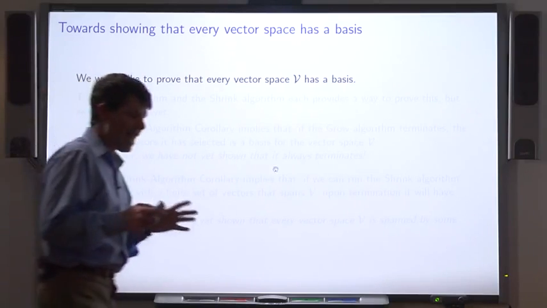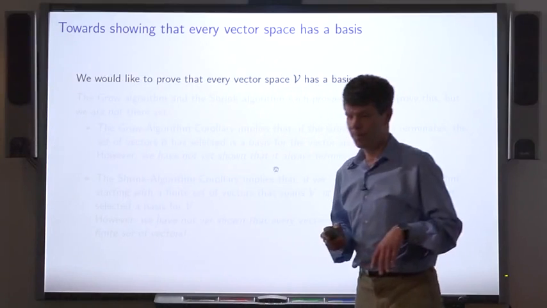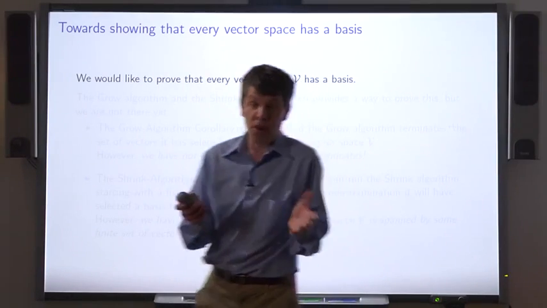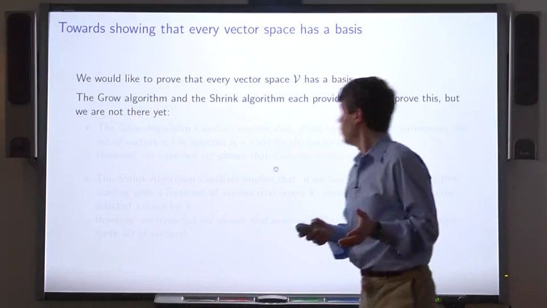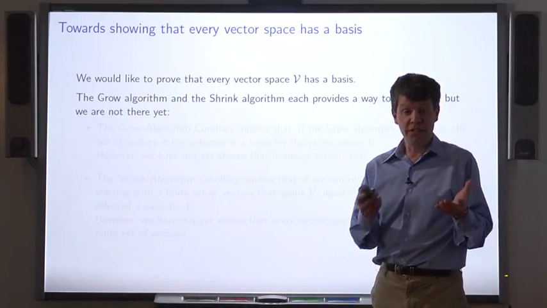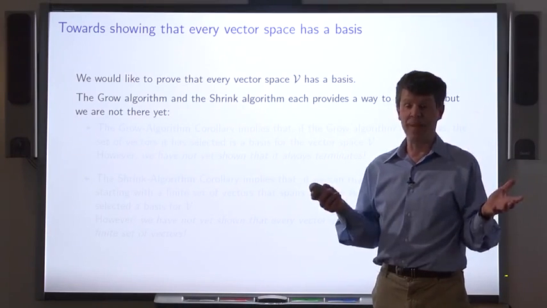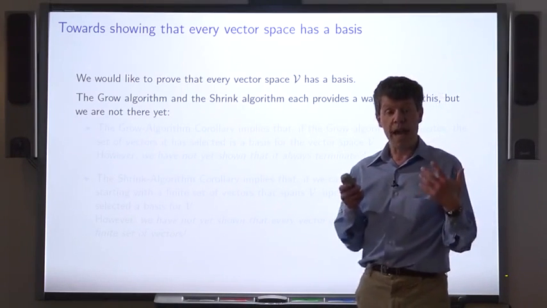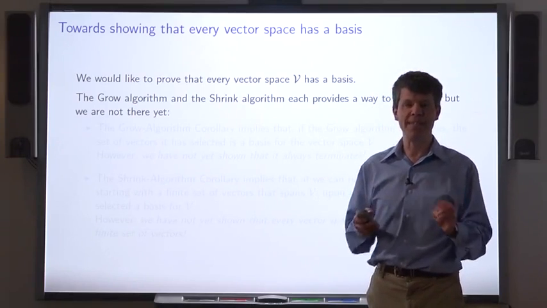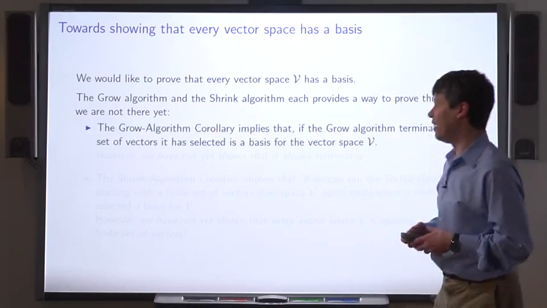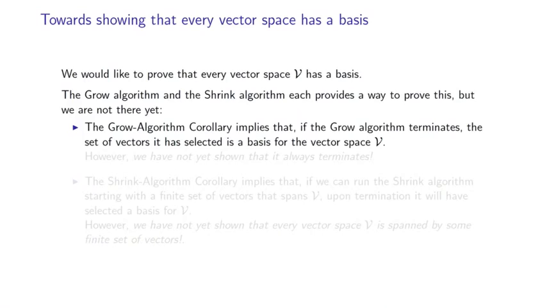Now, we'd like to say that every vector space has a basis. We have a good approach to doing that. The grow algorithm and the shrink algorithm provide linearly independent sets that span a given vector space. So we'd like to say that those algorithms prove that every vector space has a basis. But we're not quite there yet. The grow algorithm corollary states that if the grow algorithm terminates, it terminates with a linearly independent and spanning set of vectors. But we don't know whether the grow algorithm always stops, whether it successfully completes.